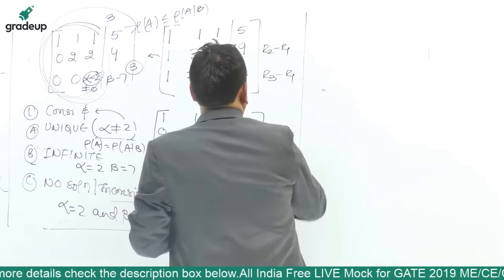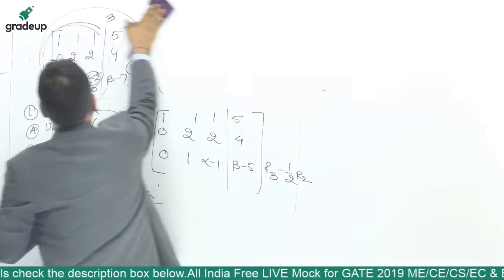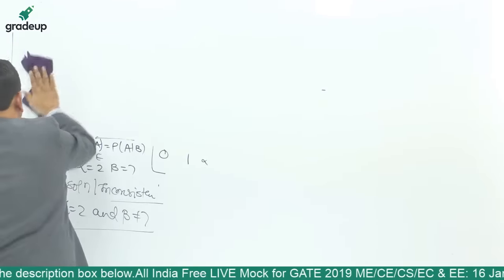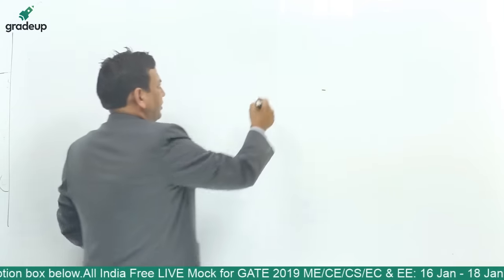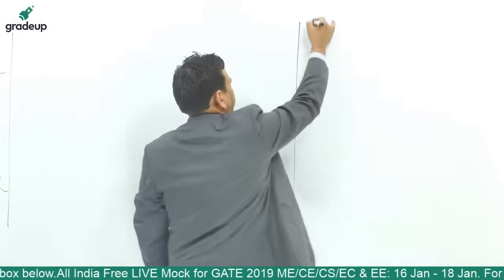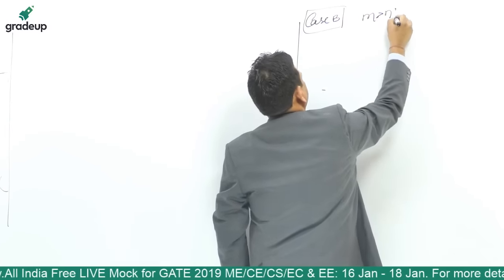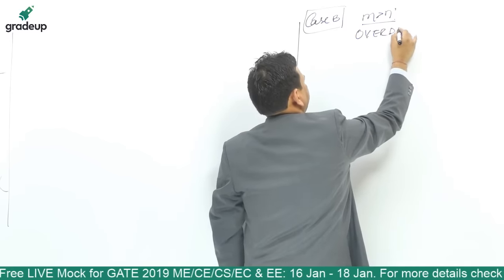Now let's see the further part. Now I have taken when m equal to n. So I am writing an example for every other case. Now that's case B. If m is greater than n, this is known as overdetermined space.